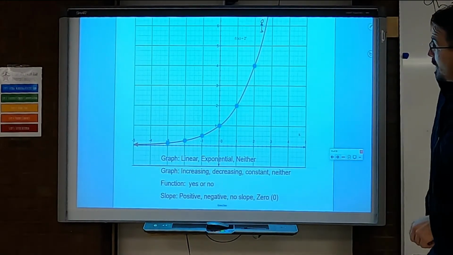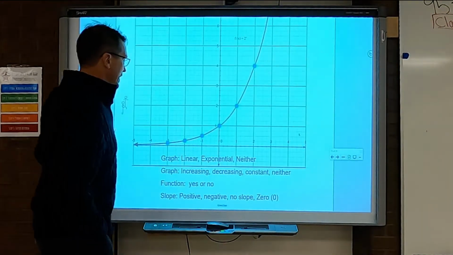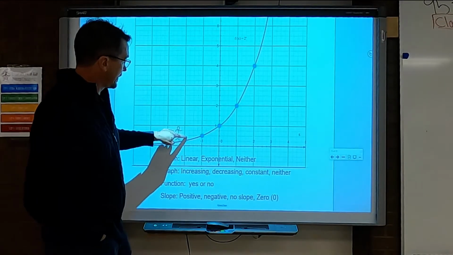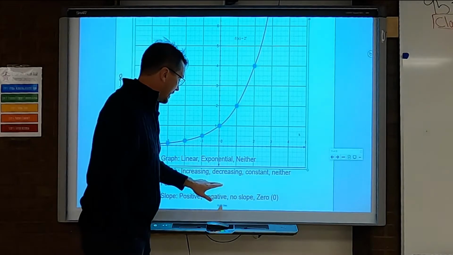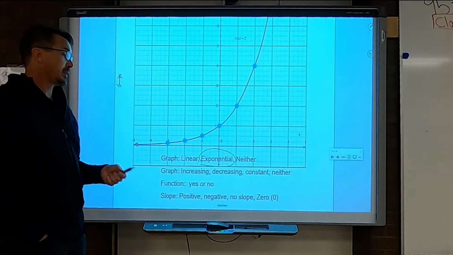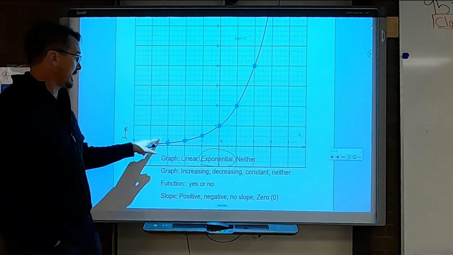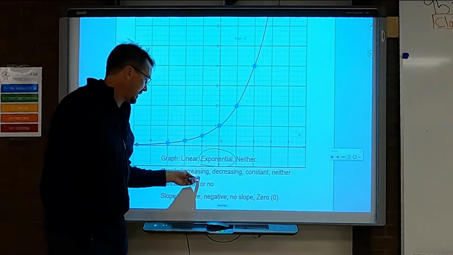I'm assuming you actually already did this. So again, we look at this graph. Is this graph linear, exponential, or neither? Well, this is definitely going up at a curved angle. This looks like a very characteristic exponential graph. So this is exponential. Is it increasing, decreasing, constant, or neither? Well, as I go from left to right, looks like Xavier is going up. So that's going to be increasing.